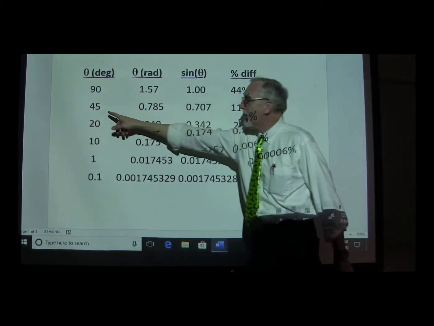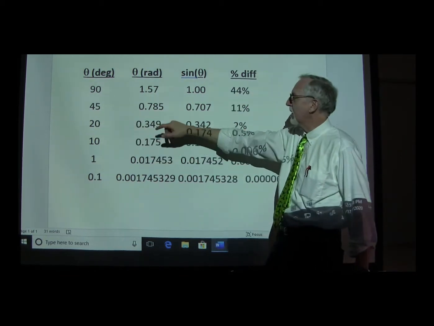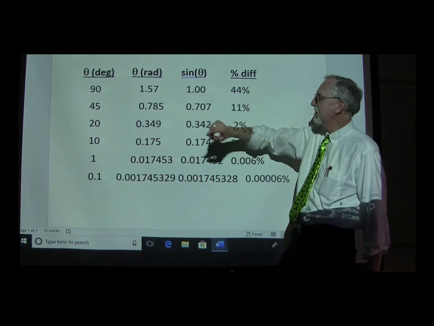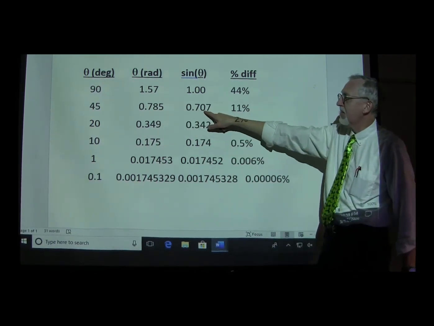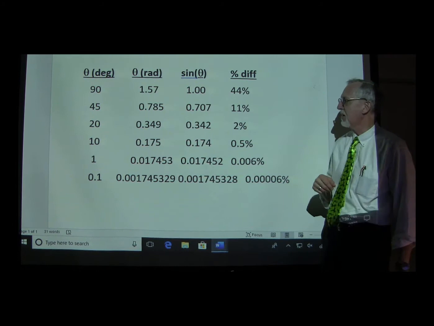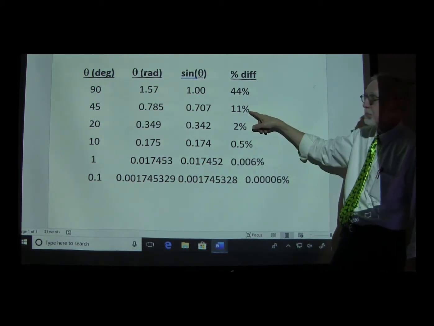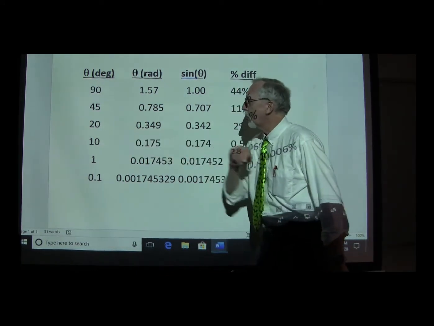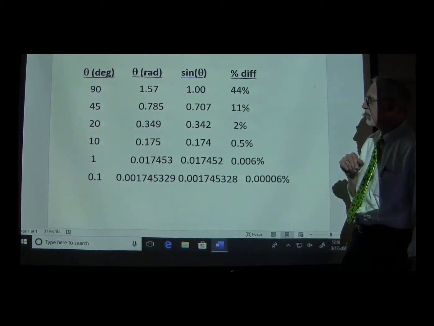Now, for a smaller angle, let's say 45 degrees, or about 0.785 radians, the sine of that, 0.707, that's about 11% difference. A smaller difference than before, so they're getting closer. A smaller angle, about 20 degrees, 0.349 radians.